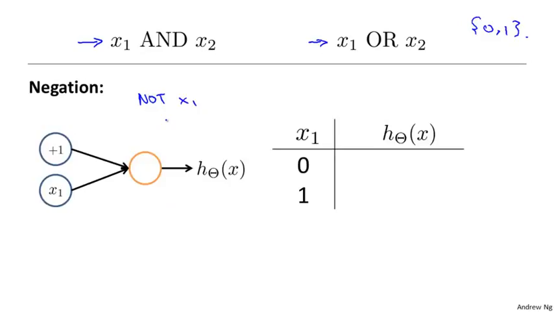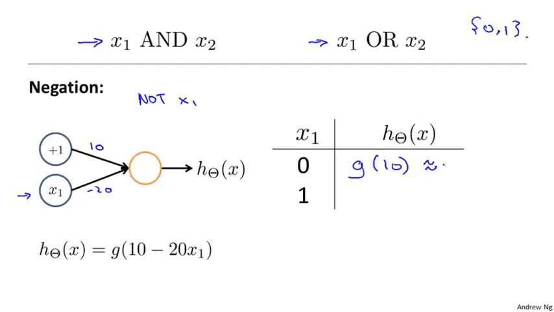Let me just write down the weights associated with this network. We have only one input feature, x1 in this case, and the bias unit plus 1. And if I associate this with the weights plus 10 and minus 20, then my hypothesis is computing this: h of x equals sigmoid of 10 minus 20 times x1. So when x1 is equal to 0, my hypothesis will be computing g of 10 minus 20 times 0, which is just 10, and so that's approximately 1. And when x1 is equal to 1, this will be g of minus 10, which is therefore approximately equal to 0. And if you look at what these values are, that's essentially the not x1 function.